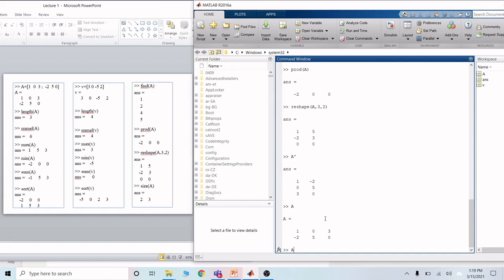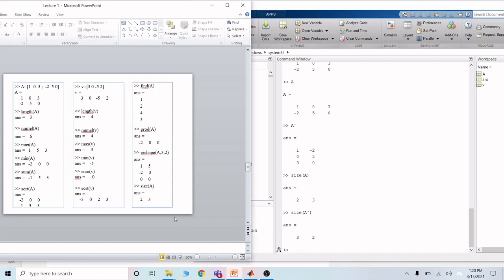The transpose, A is this, A transpose is this. Transpose is a different thing. And find the size of A. Size of A is 2 cross 3. Size of A dash is 3 cross 2. I have done all the formulas.